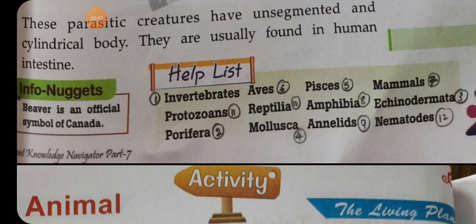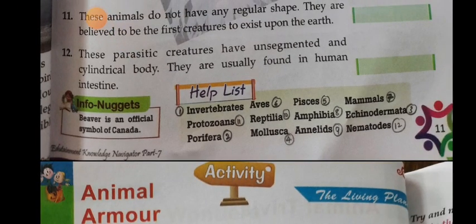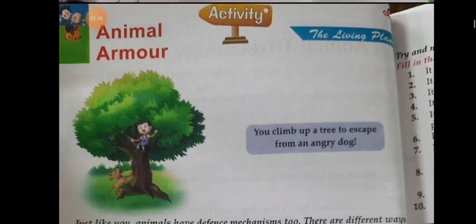Fourth one mollusca. Fifth one pisces. Sixth one aves. Seventh one mammals. Eighth one amphibia. Ninth one annelids. 10th one reptilia. 11th one protozoans. 12th one nematodes. Okay, hope it's clear for you. So you can copy these answers.